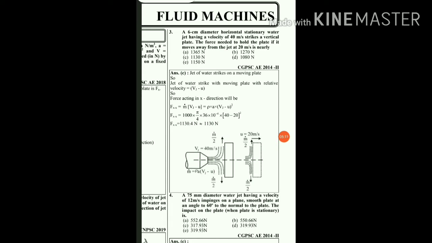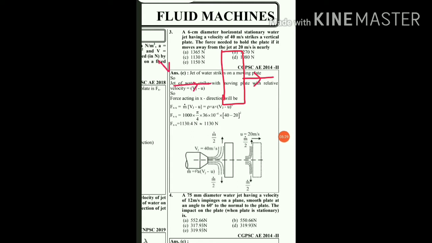the velocity of a jet is 40 meter per second and velocity of a plate is 20 meter per second. Means this is a case where the plate is moving, or the plate is not stationary. This plate is moving in the direction of the applied force of a jet.